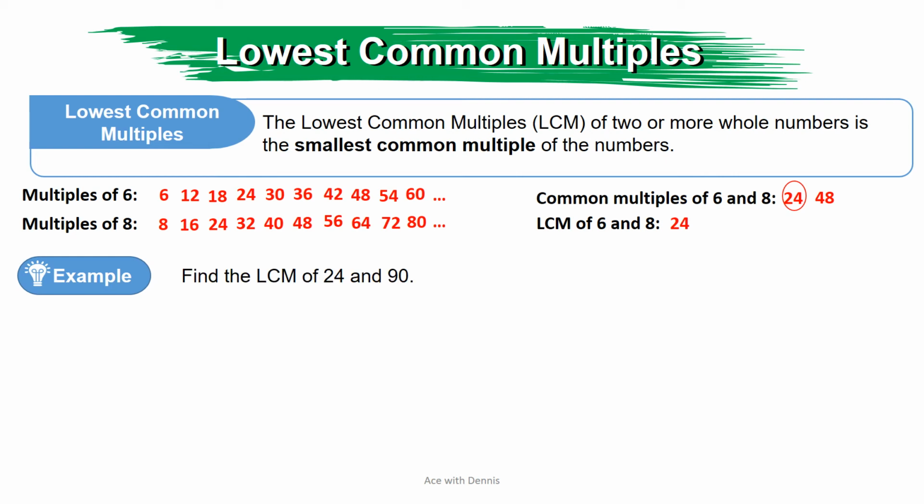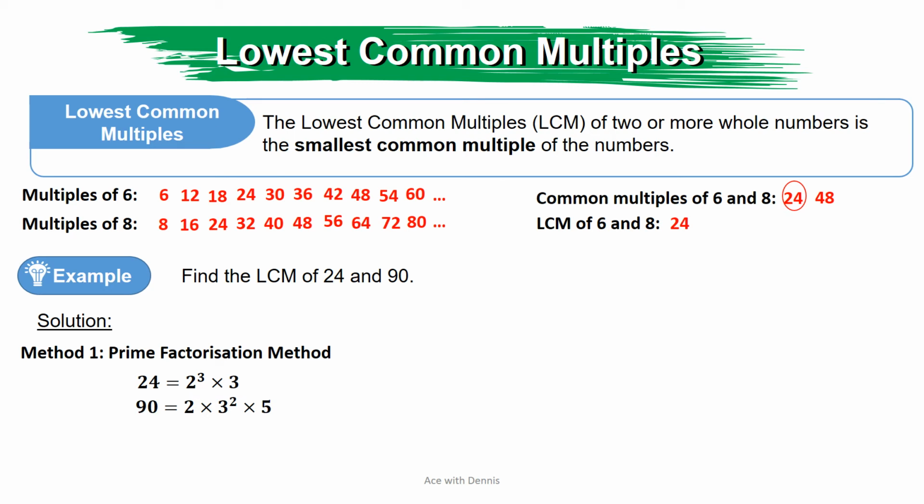Now let's look at this example. Find the LCM of 24 and 90. Here's the solution. Again, there are two methods to find the LCM. The first method is the prime factorization method. So 24 equals 2 cubed times 3 and 90 equals 2 times 3 squared times 5.